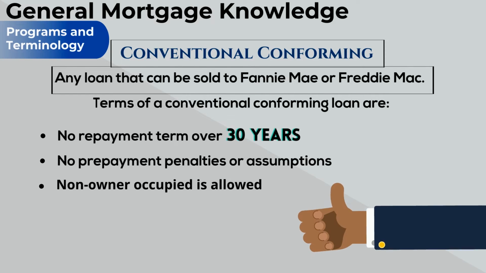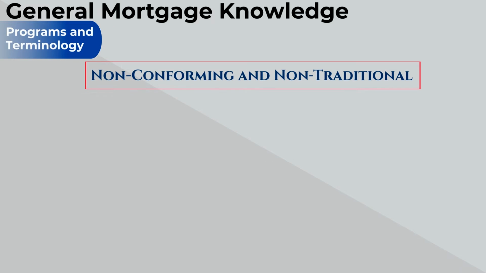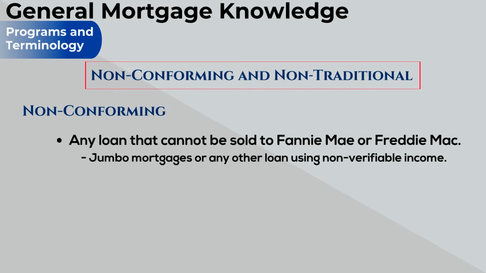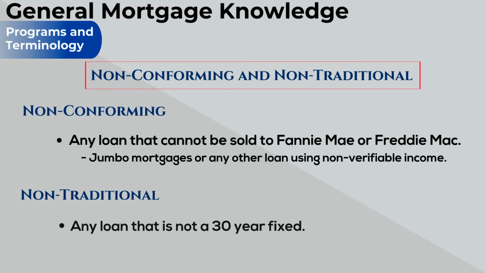Non-owner occupied is allowed. Non-conforming and non-traditional. Non-conforming. Any loan that cannot be sold to Fannie Mae or Freddie Mac. Some examples are jumbo mortgages or any other loan using non-verifiable income. Non-traditional. Any loan that is not a 30-year fixed.